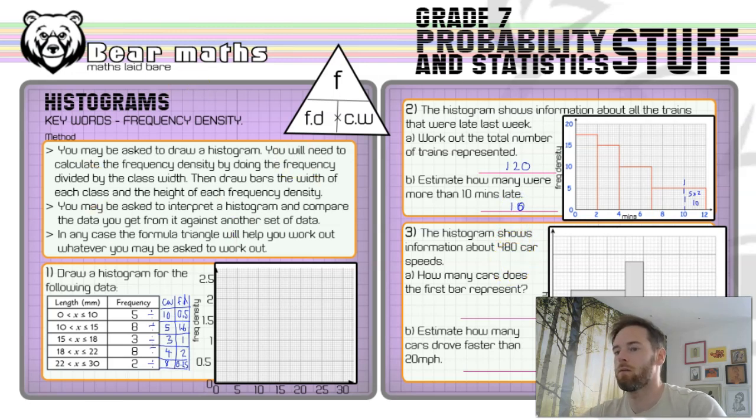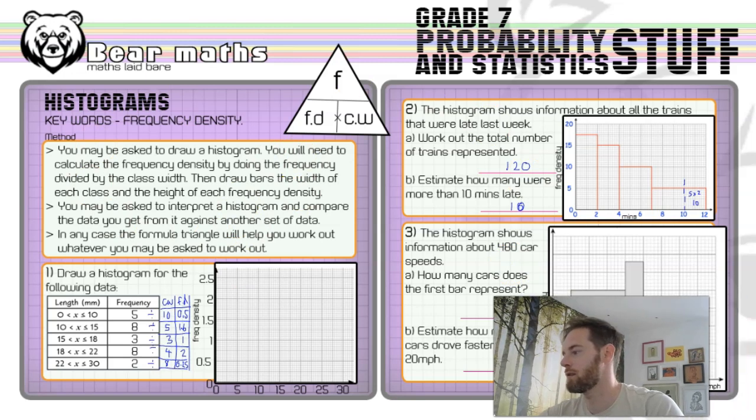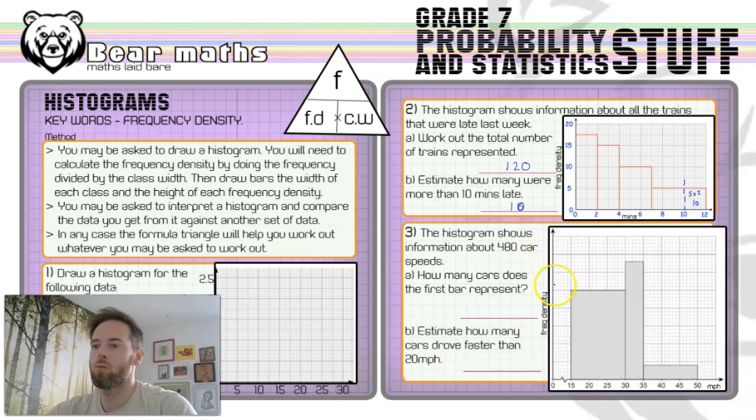Okay, now, last question, always tends to be the most difficult, or most complicated, most involved. The histogram shows information about 480 car speeds. How many cars does the first bar represent? The problem that we've got with this histogram that's been given to us, it does not have a frequency density up the side, and that is quite often why it's more complicated.